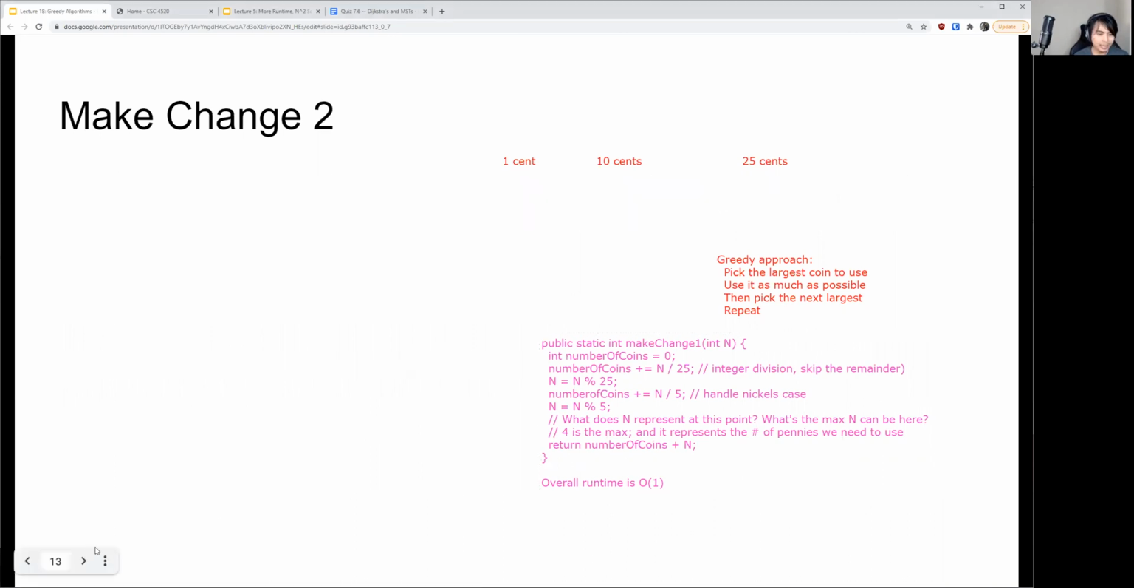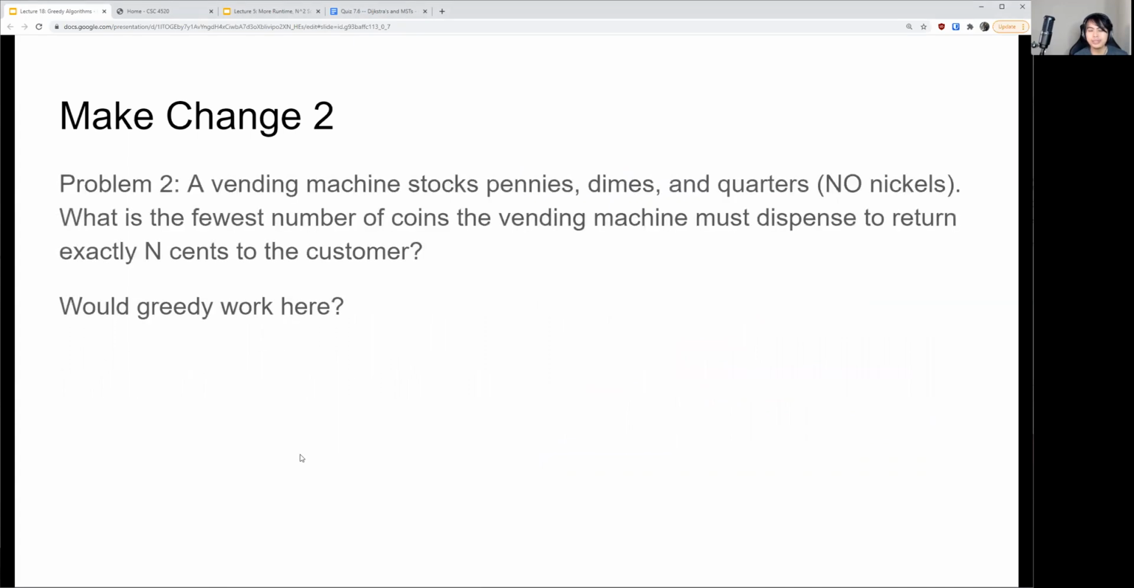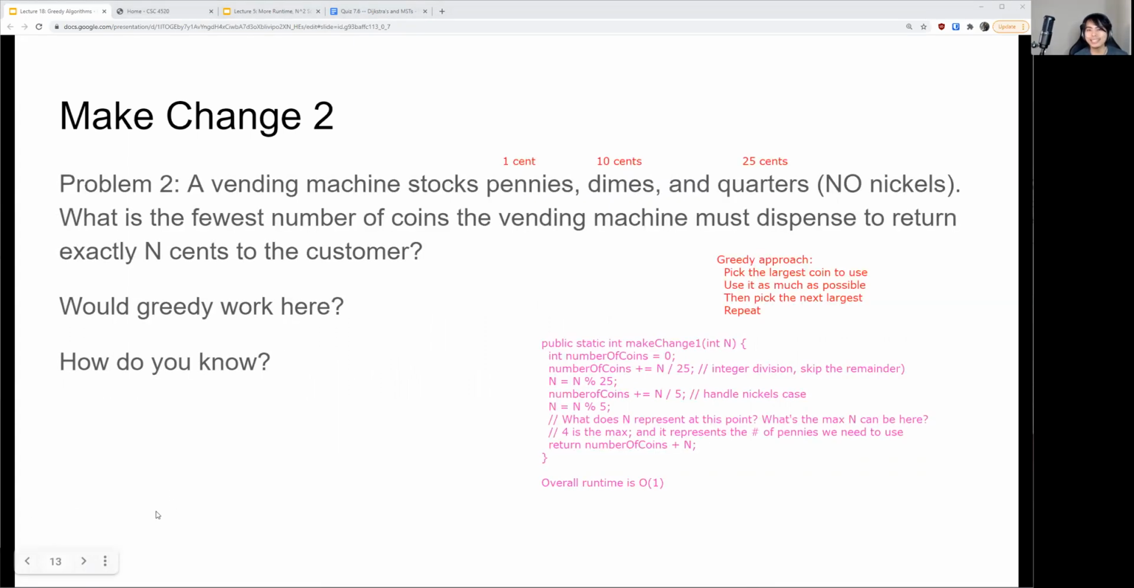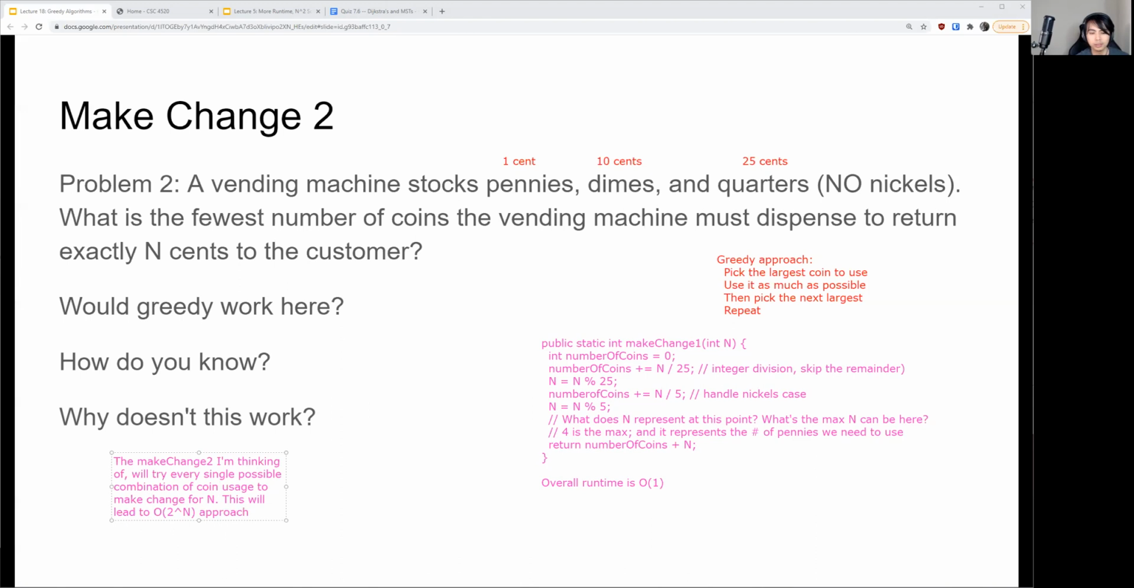The next problem, if you didn't know how to solve it, would literally take O(n squared), which is really expensive. The makeChange2 I'm thinking of will try every single possible combination of coin usage to make change for n. This will lead to an O(2 to the n) approach, which is really slow. Previously, I showed you the code for this in previous sections, but then I realized I wrote the wrong code, so I have to go and fix it. I'll include the code when I upload this lecture by tomorrow.